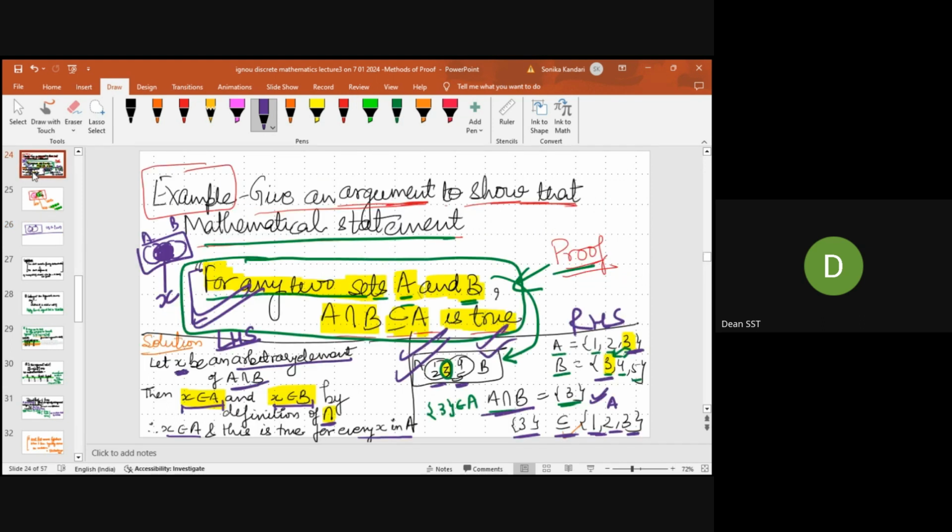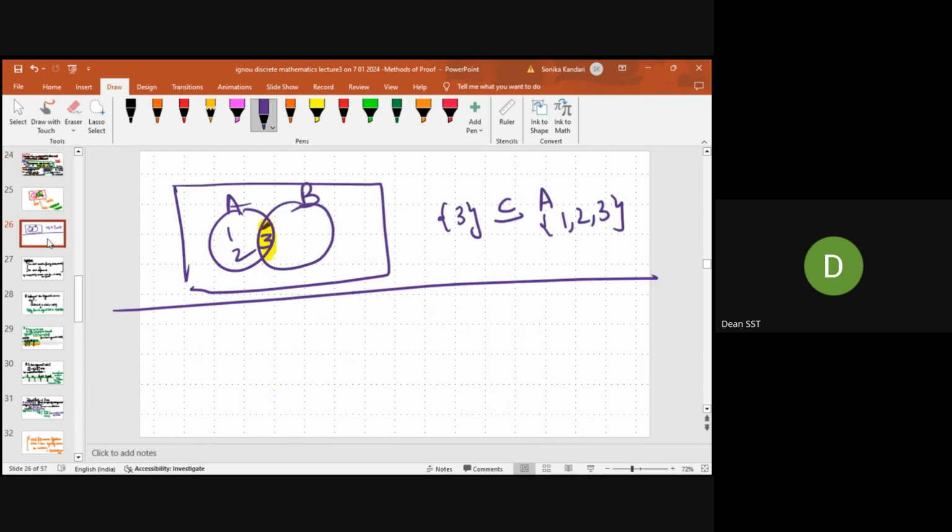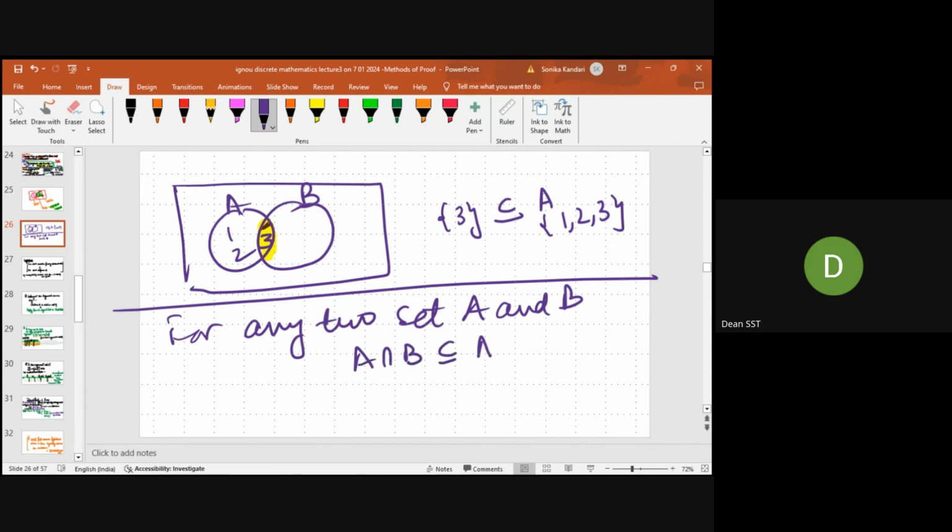Another way to prove it was, what we had to prove, for any two sets A and B, A intersection B is contained in A is true. For any two sets A and B. Fine. A intersection B is contained in set A is true. Fine. So what we have done?